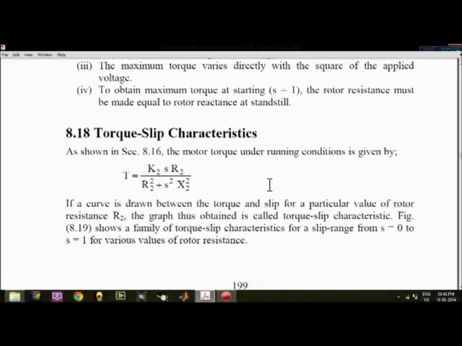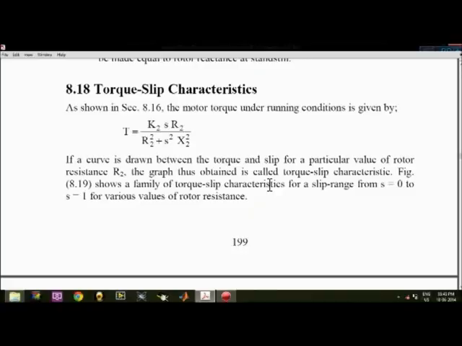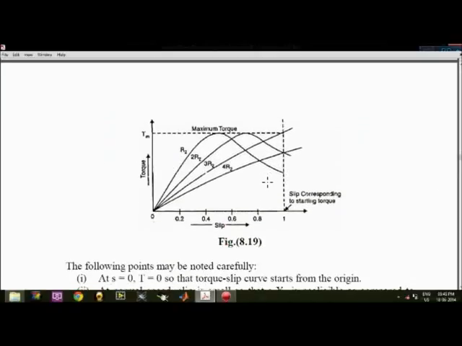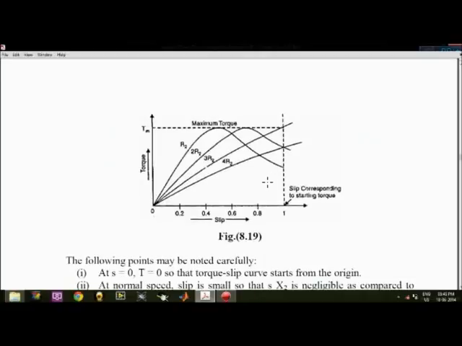Now we'll discuss the torque slip characteristics. This torque is given as K2 into S into R2 by R2 square plus S square into X2 square. We have read it before, the motor torque at running condition. Now this is a graph which will show you how torque and slip vary. You can see as the resistance increases, it varies linearly, keeping the maximum torque constant always.